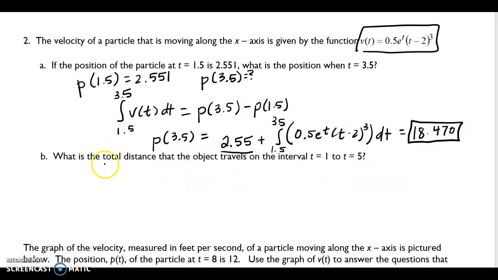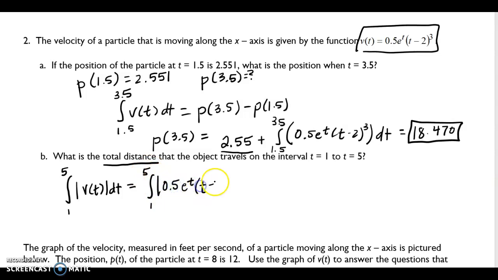For part B, we're again talking about total distance, which means I'm going to be doing the integral of the absolute value of velocity from 1 to 5. And so in my calculator, I'm going to type the integral from 1 to 5 of the absolute value of 0.5 e to the t times (t minus 2) cubed. And since I'm using my calculator, I don't have to worry about where this function is positive or negative. My calculator is going to handle that for me.